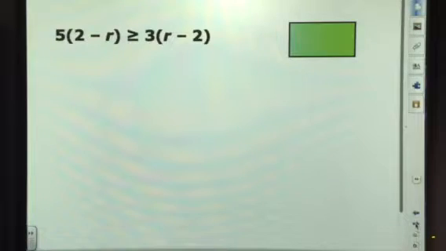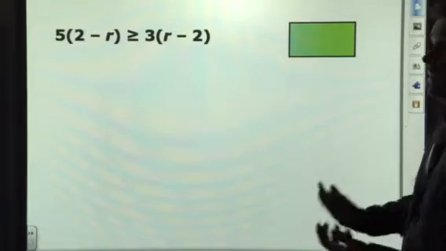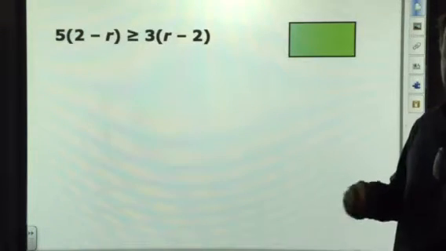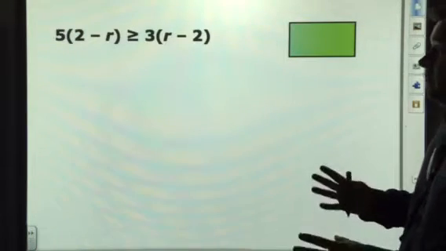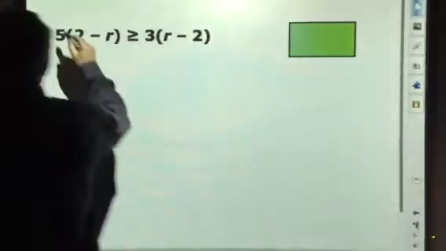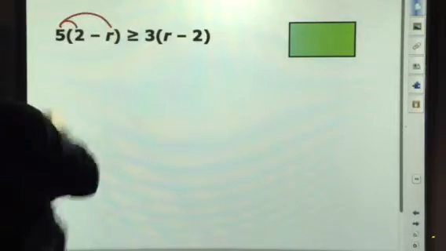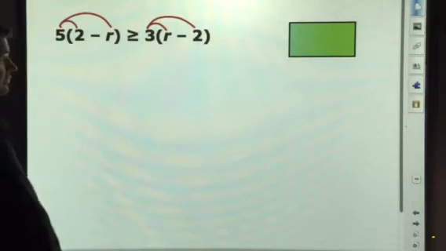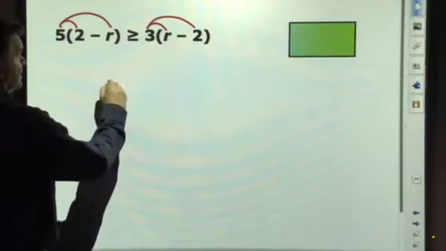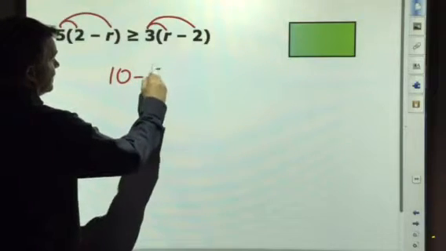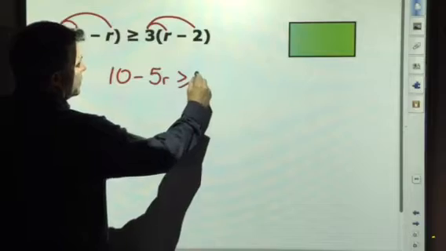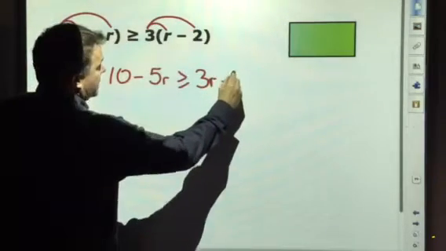Okay, last one. Look ahead. What do we need to do? I see that we have the distributive property, or rainbow math, on both sides. Going to use the distributive property for these two and the distributive property for these two. Looks like 10 minus 5r is greater than or equal to 3r minus 6.